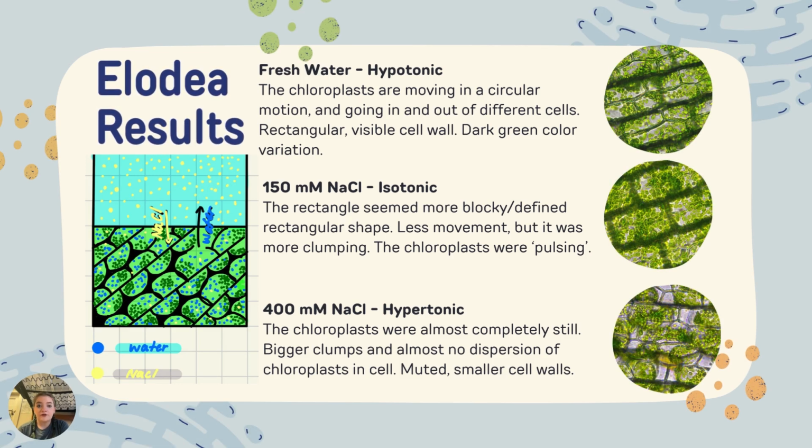And so, our first slide is about our results with the Elodea. We were able to observe that the freshwater created a hypotonic cell because of a hypotonic solution. The 150 NaCl was an isotonic solution, and the 400 NaCl was hypertonic.